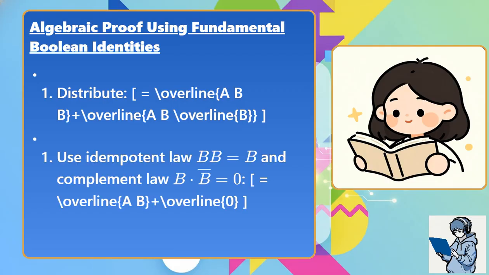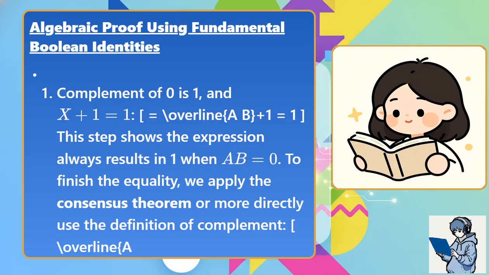Step 3. Use the idempotent law B·B equals B and the complement law B times NOT B equals 0, giving NOT(AB)·B plus NOT(0). Step 4. The complement of 0 is 1 and x plus 1 equals 1. This step shows the expression always results in 1 when AB equals 0.